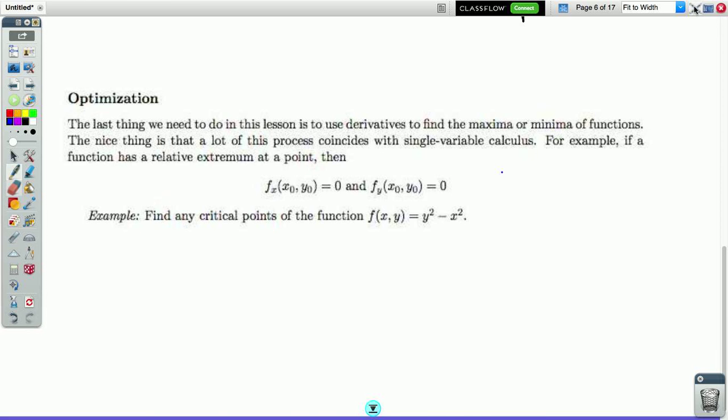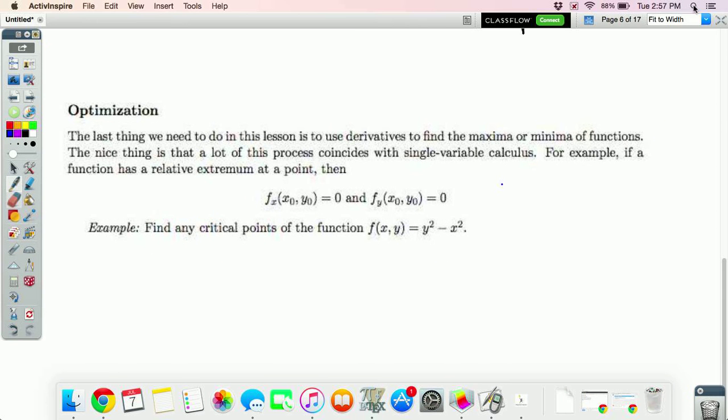Okay, the last thing that we need to do is talk about something that we talk about all the time in calculus, which is optimization of functions. One of the things that we did a whole lot in Calc 1 is find maxima and minima. And remember, when we were finding, let me make this full screen.